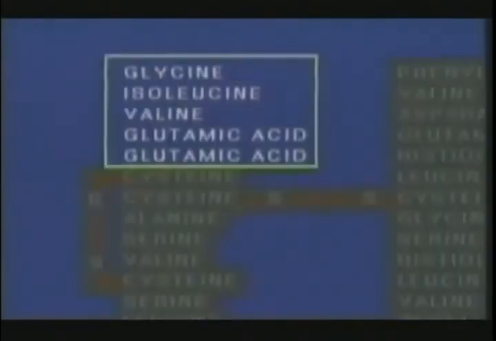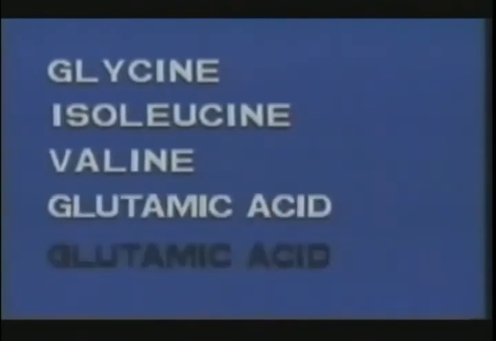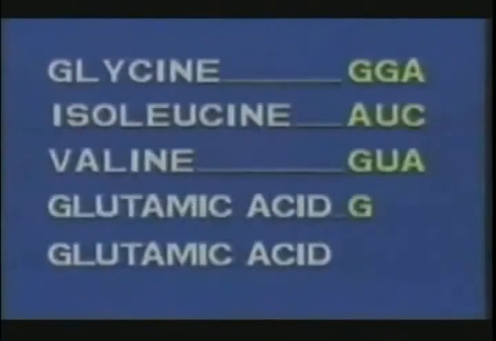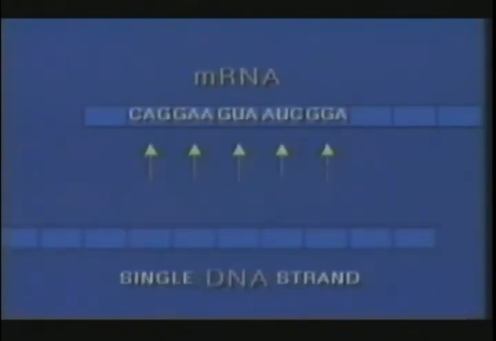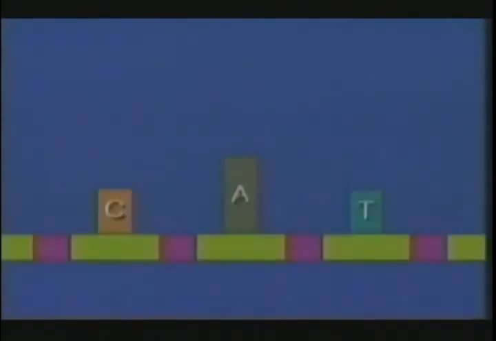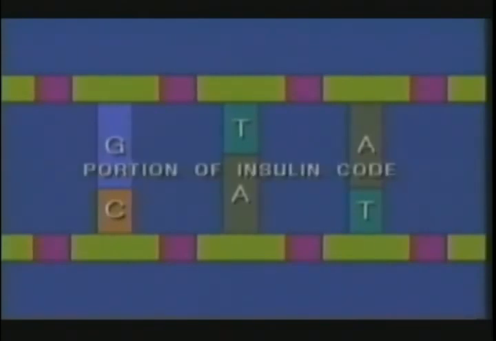Consider a small part of the amino acid sequence: glycine, isoleucine, valine, glutamic acid, and glutamic acid. The nucleotide codon for glycine is guanine, guanine, adenine. For isoleucine, adenine, uracil, and cytosine. For valine, guanine, uracil, adenine, and so on. This particular sequence of codons is created by complementary codons on DNA. Each of these letters, of course, represents a purine or pyrimidine-based nucleotide. And these, in turn, can have only one possible partner, allowing us to reconstruct the exact composition of the DNA molecule, which carries a portion of the insulin code.